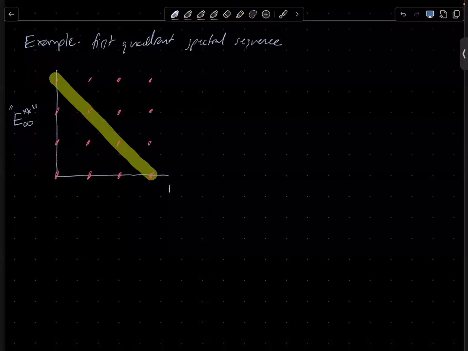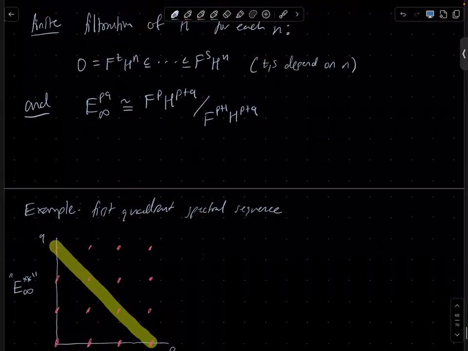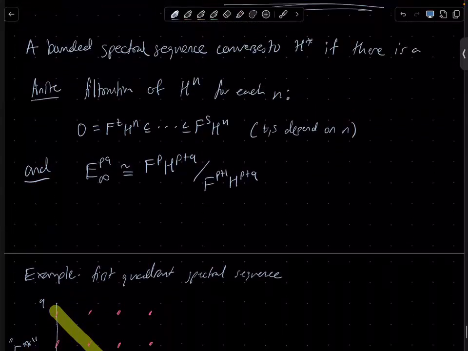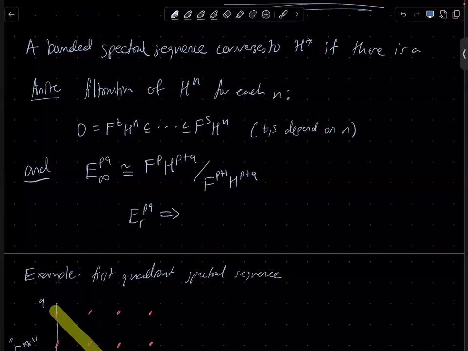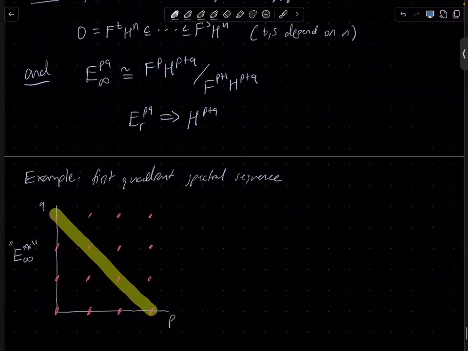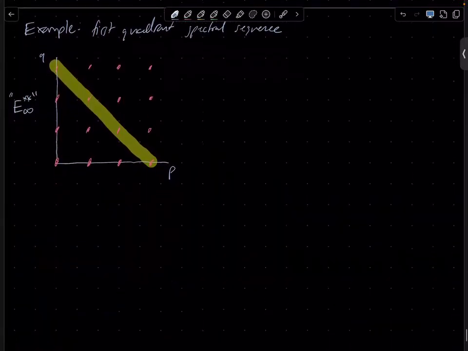Okay. Right, this is the P axis, this is the Q axis. I might forget to write P and Q in future pictures. Some notation: in convergence, we write E_r^{p,q} with a double arrow to mean converges to H^{p+q}. P plus Q is always n for me, just because I'm always thinking about diagonals. Okay, so that's the notation.